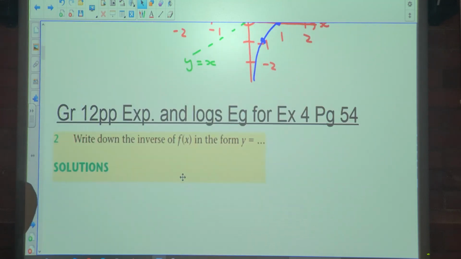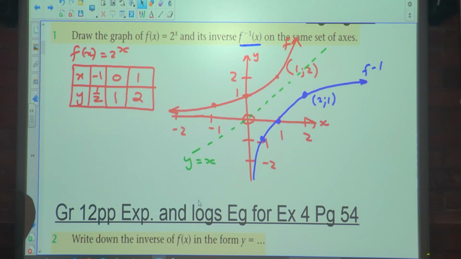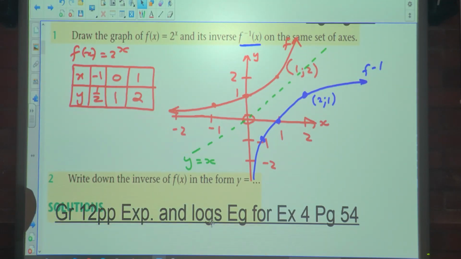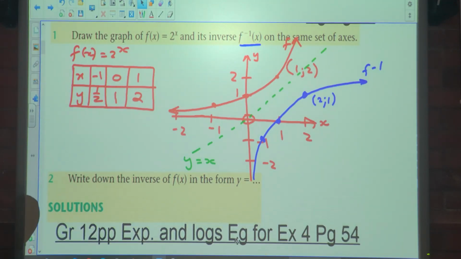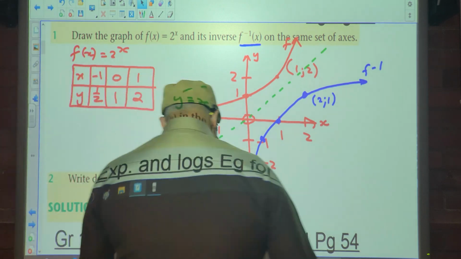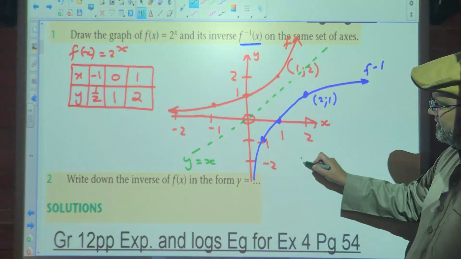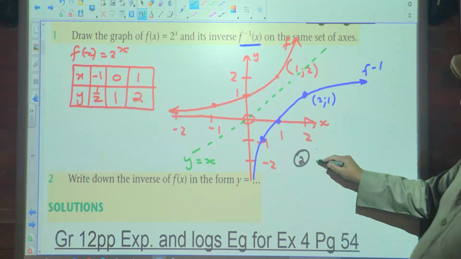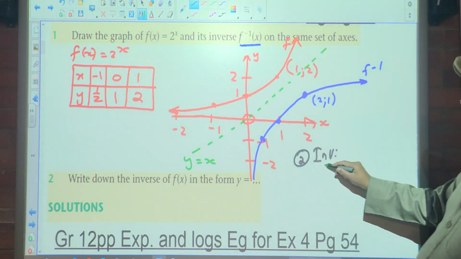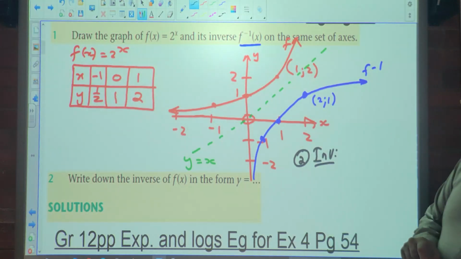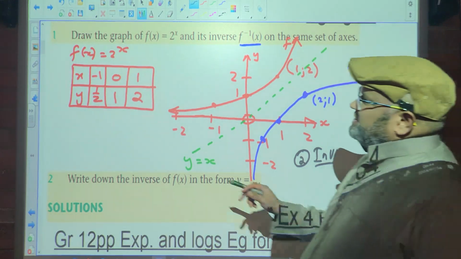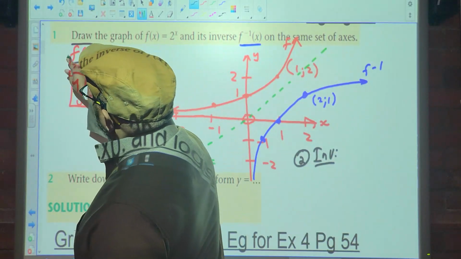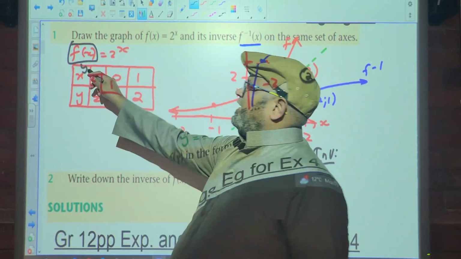Now the question says, write the inverse of f in the form y equals. Write the inverse in that form. So it's now number 2. People, what do we do for the inverse function? We're going to interchange x and y. Now f of x is your y. So y is equal to 2 to the x.